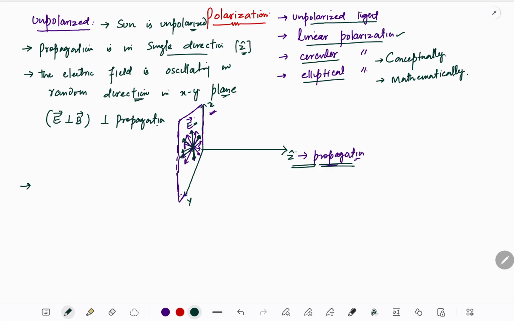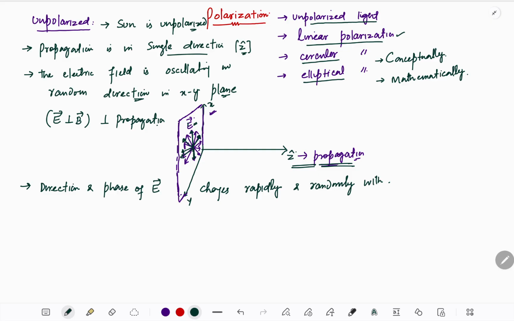There is one more important point. In unpolarized light, the direction and phase of the electric field change rapidly. I explained this to you, that it changes rapidly and randomly with time.